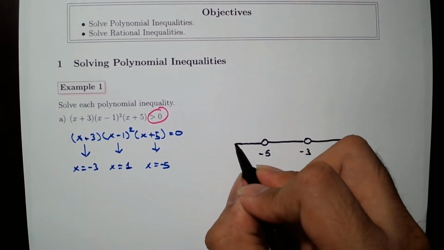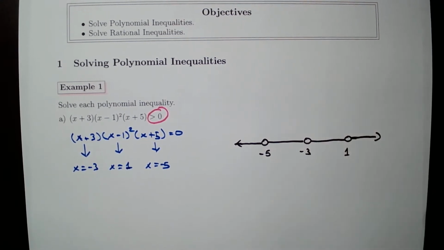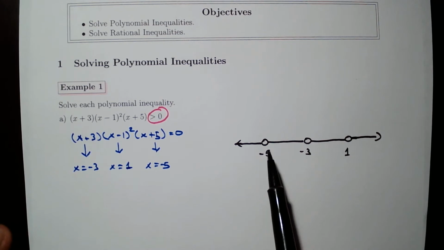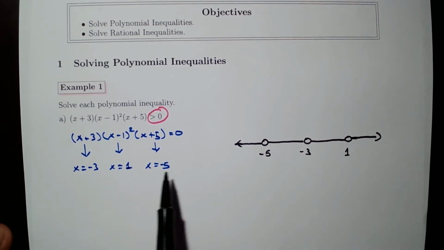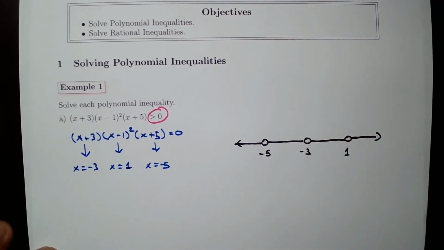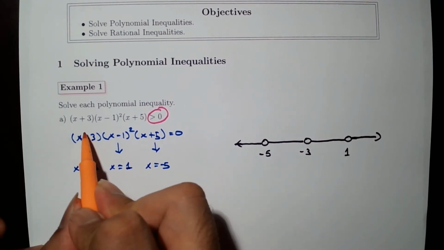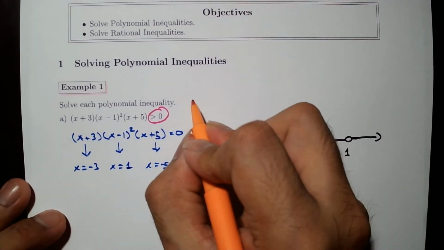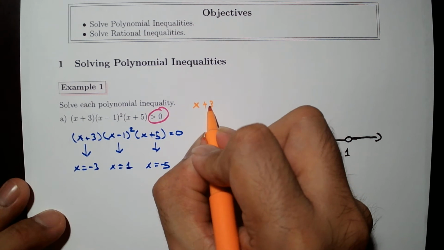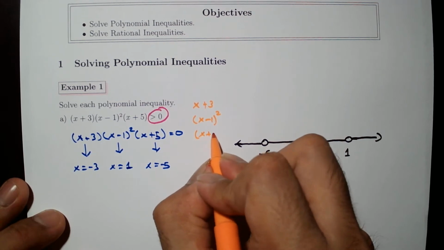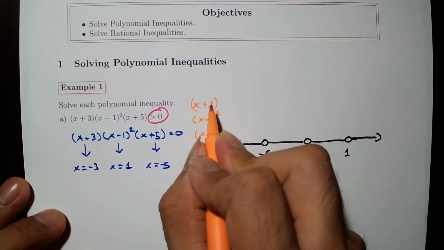Now what are we going to do with this? Well, as we did in the previous section with the quadratic inequalities, slicing and dicing this number line at these critical numbers gives rise to 1, 2, 3, 4 intervals to test. So what I'm going to do here is write every single factor along with its power right next to the number line: x plus 3, x minus 1 squared, and x plus 5. I'm going to put parentheses on them all, though I only need them for the second one.